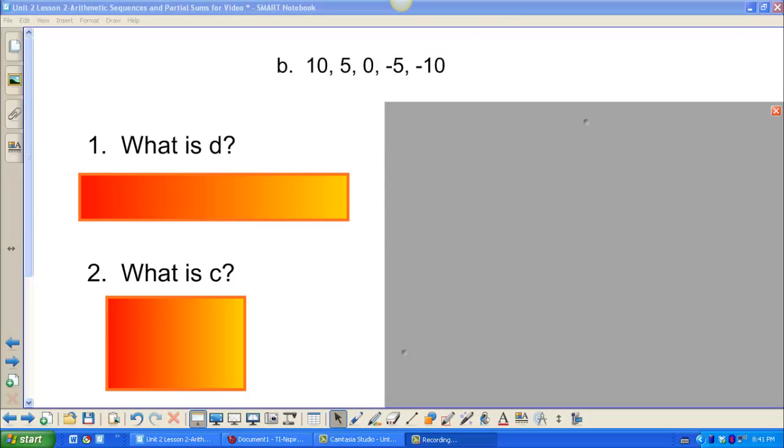Now I want you to notice example B. We really aren't doing anything different. We're still dealing with the formula a sub n equals dn plus c, but I gave you the information a different way. I gave you a sequence of numbers.